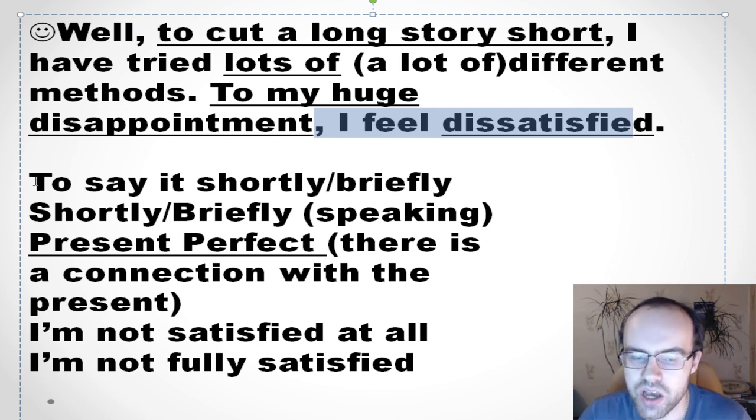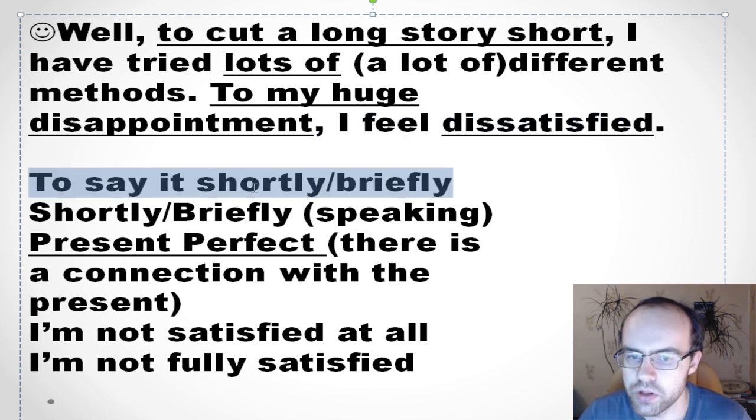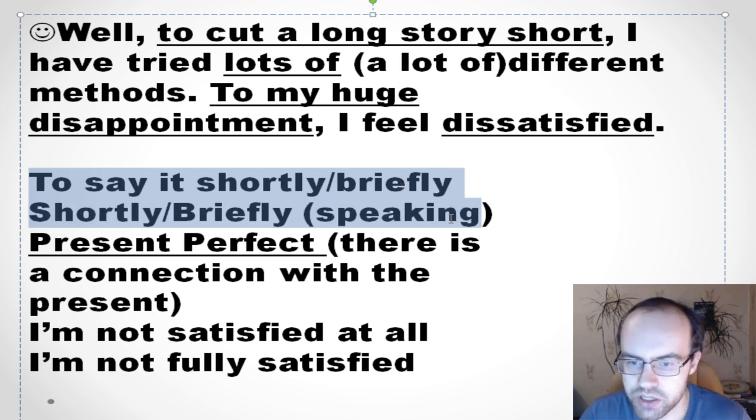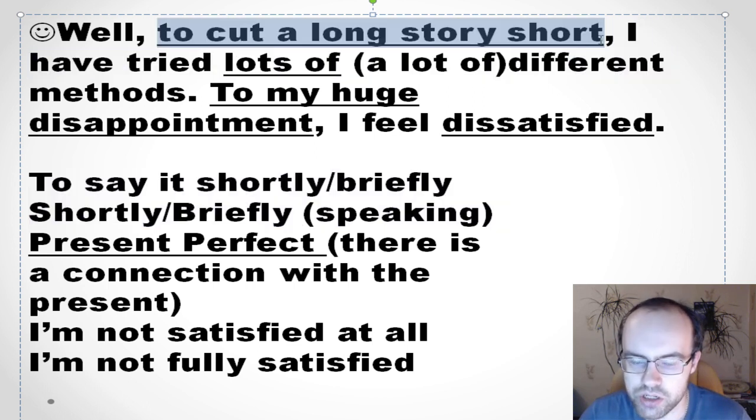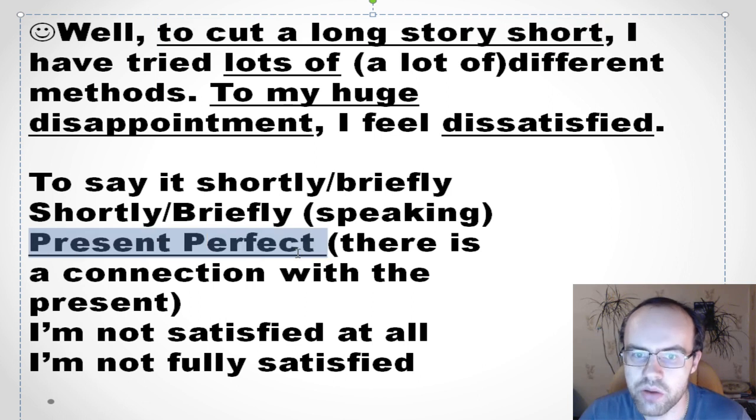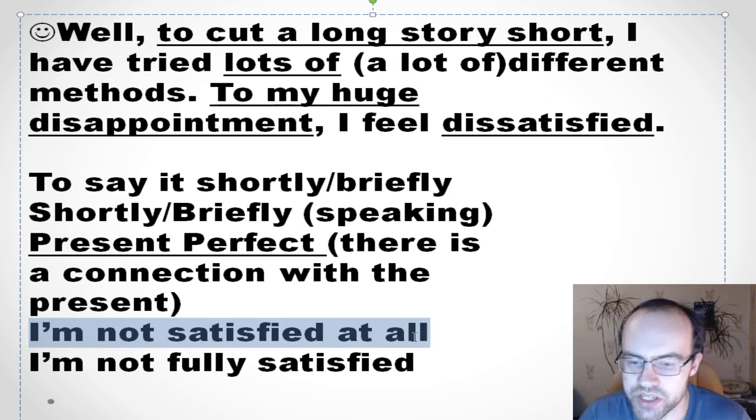And I think that you need to pay attention to the following phrases. Look, to say it shortly, or to say it briefly, or shortly speaking, briefly speaking, you can also use them instead of to cut a long story short. And you see that we use present perfect if there is a connection with the present. And as I have already said, you can say I'm not satisfied at all, or I'm not fully satisfied, so I don't have this feeling of satisfaction.